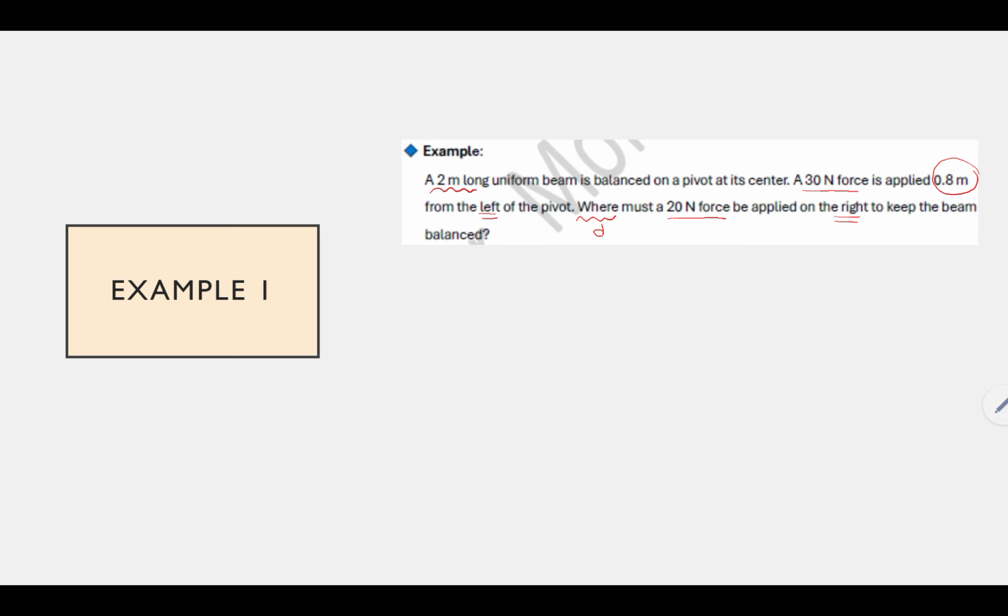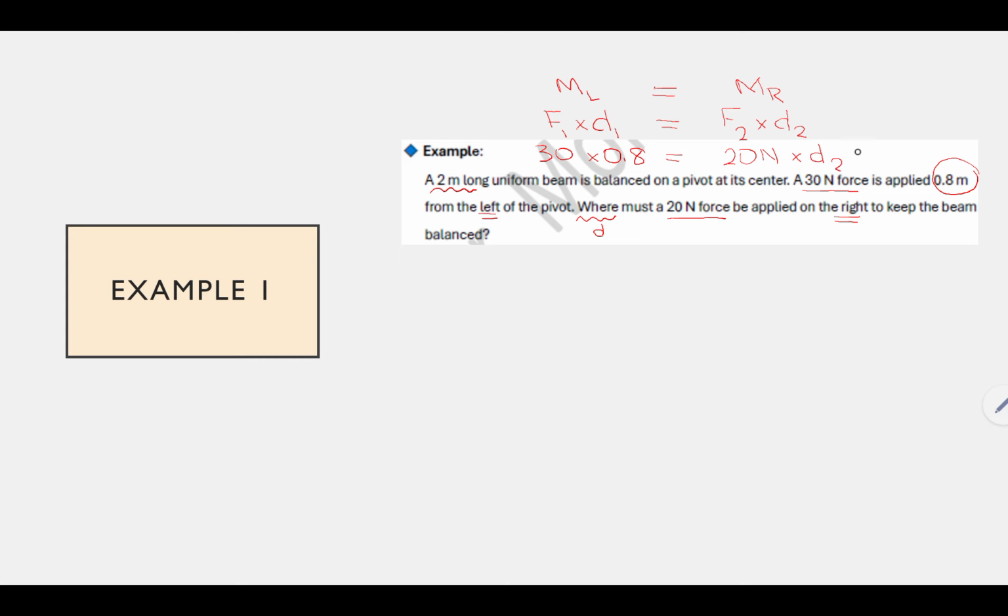I know that the moment on the left should be equal to the moment on the right. Moment is force, let's call it F1, times distance, D1, equal to the moment on the right, F2 times D2. I already have F1, which is 30 newtons, D1, which is 0.8. I have F2 as 20 newtons, but I do not have D2.